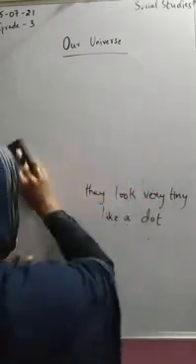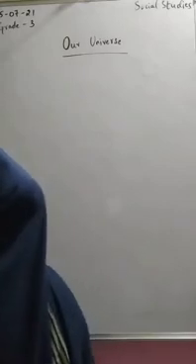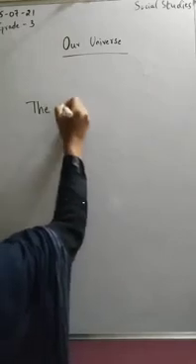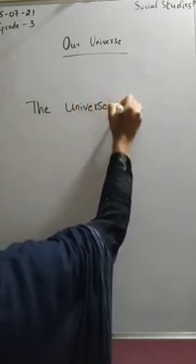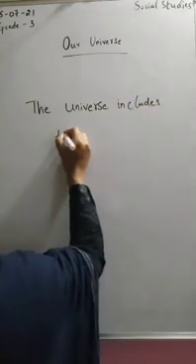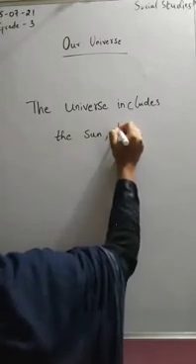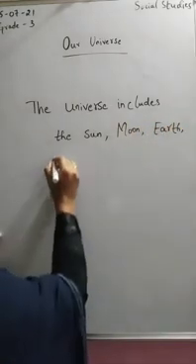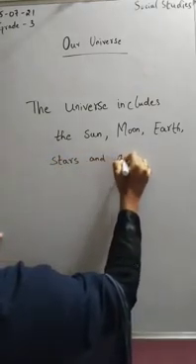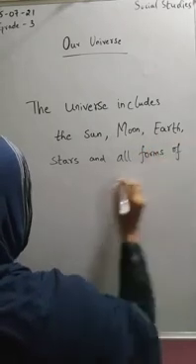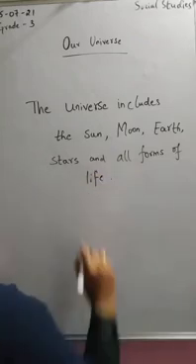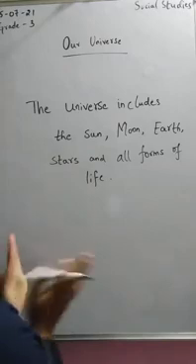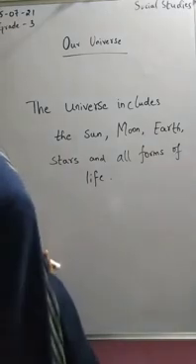What is the universe? The universe includes the sun, the moon, Earth, stars and all forms of life. So the universe includes the sun, moon, earth, stars and all forms of life. That is what the universe includes. Let's get into the history.